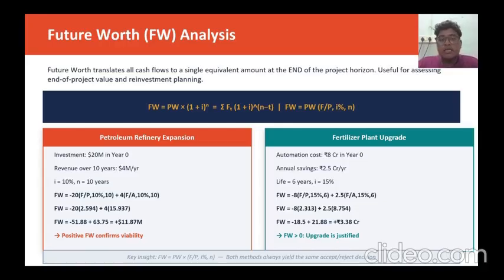Our two examples confirm this. The petroleum refinery gives a positive 11.87 million, and the fertilizer plant upgrade gives a 3.38 crore profit. So both are positive, so both can be accepted.